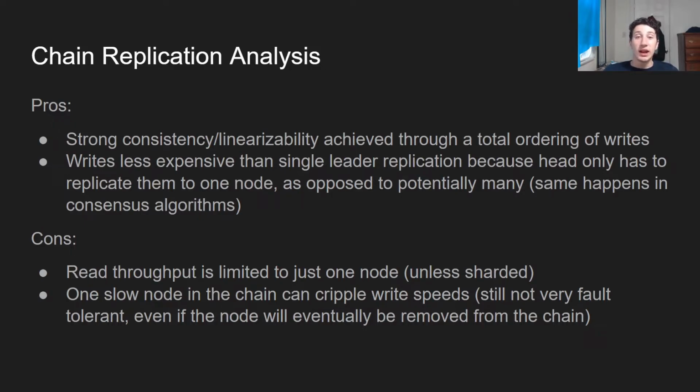And then additionally, it's very easy to have bottlenecks, meaning that one slow node in the chain is going to slow down the entire process of writes, because writes have to go through every single replica.